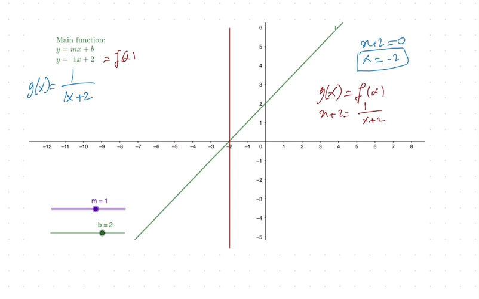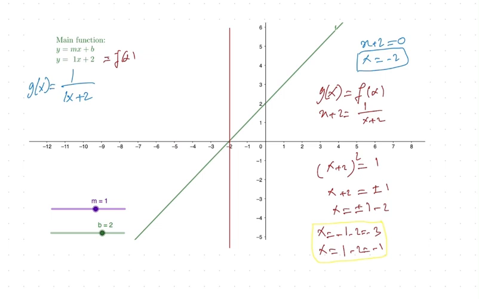This means that x plus 2 squared is equal to 1. X plus 2 is equal to plus or minus 1. X is equal to plus or minus 1 minus 2. So x is equal to minus 1 minus 2, which is minus 3, or x is equal to 1 minus 2, which is minus 1. So the points that are not changing from this graph that will appear in our reciprocal graph are when x is equal to minus 3 and x is equal to minus 1.